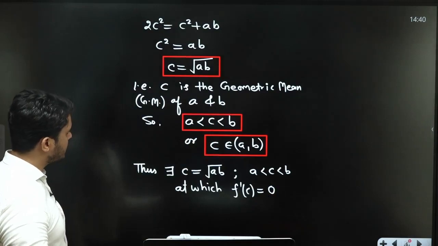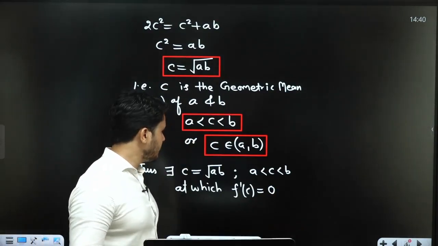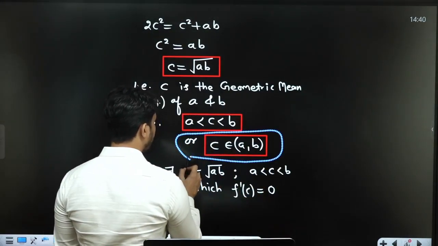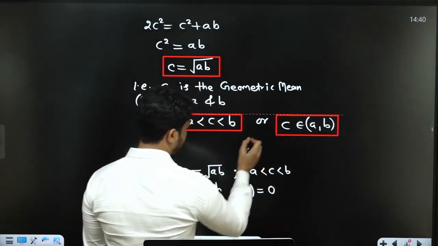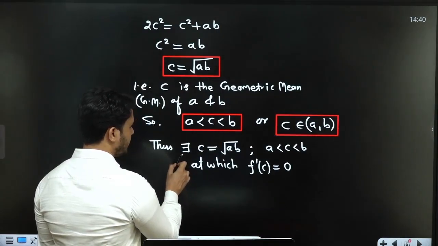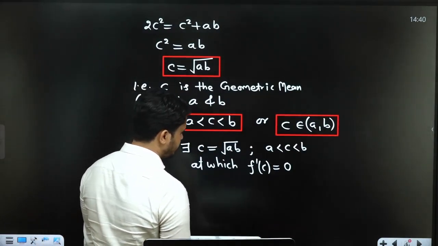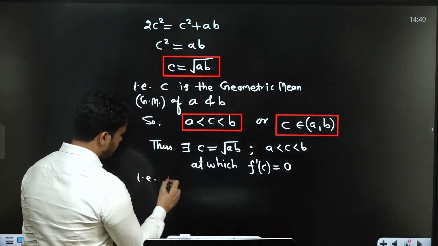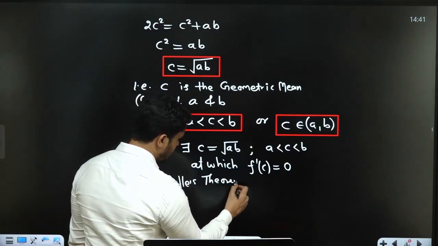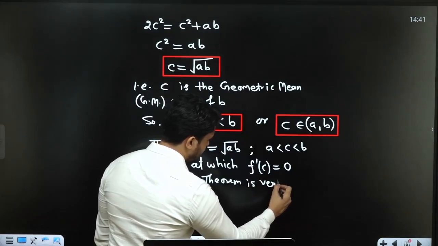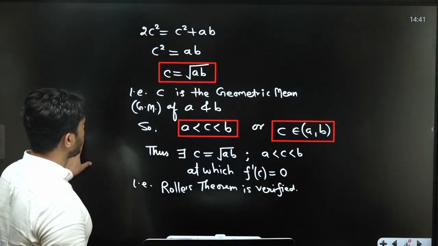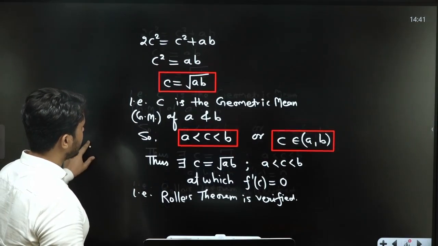And the meaning of this word f dash c equal to 0, क्या होगा इसका मीनिंग? बताइए. इसका मीनिंग होगा that the function is verifying Rolle's theorem. ठीक है? और Rolle's theorem is verified. ठीक है? तो इस तरीके से आप इस क्वेश्चन में Rolle's theorem को वेरीफाई कर सकते हैं. बताइए, समझ में आया क्या?